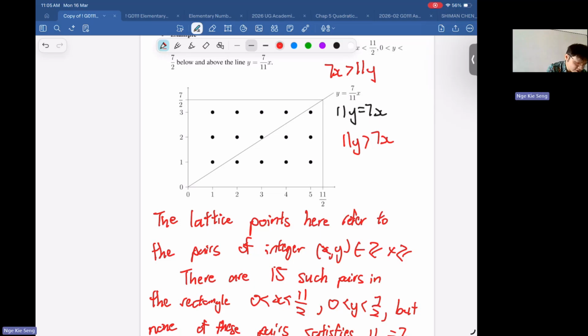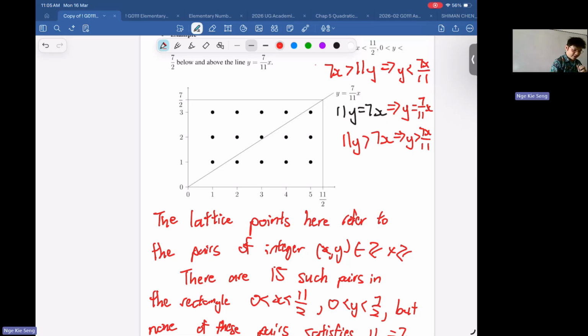Well, I mean, we can change this slightly. So this implies that actually y is less than 7x over 11. And then the other one implies that y is greater than 7x over 11. Correct, no? Okay. But then the middle line says what? If you are on this middle line here, this is exactly y equals 7 over 11 x.